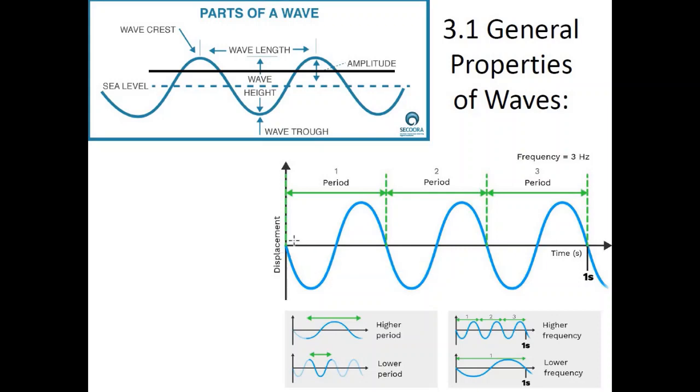And over here, this is one complete wave, and the time it takes to produce one complete wave is known as period. Whereas frequency is the number of complete waves that are produced in 1 second. If you have a higher frequency, you'll have more waves being produced per second, whereas lower frequency means fewer waves are produced per second.